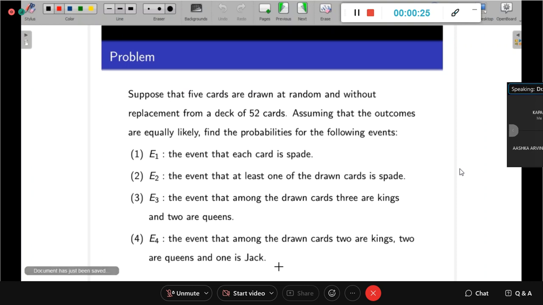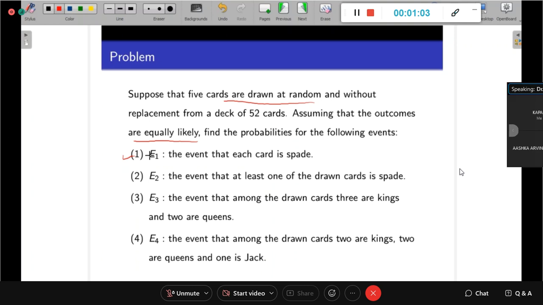It says that suppose 5 cards are drawn at random and without replacement from a deck of 52 cards, assuming that the outcomes are equally likely. I think this is well understood. Find the probabilities for the following events. Let's take the first event, the event that each card is a spade.